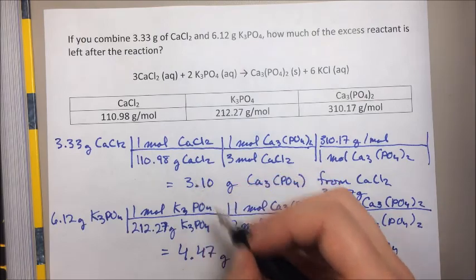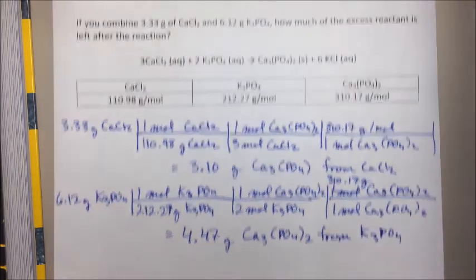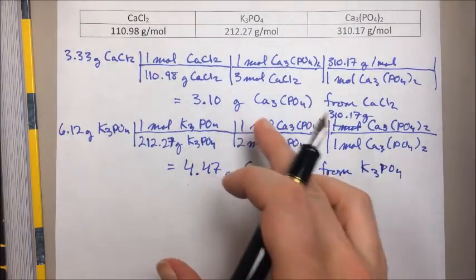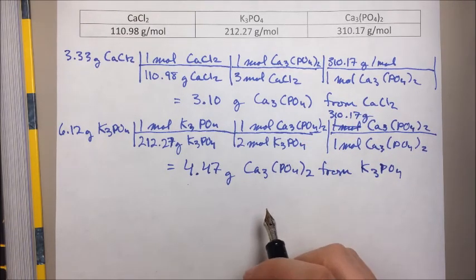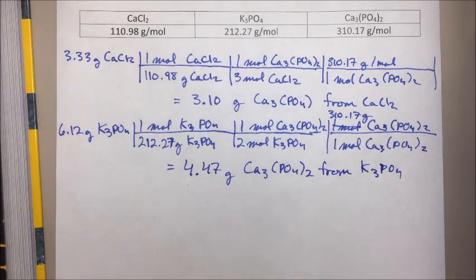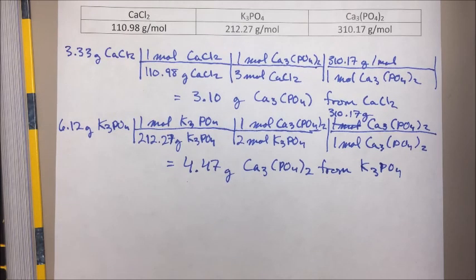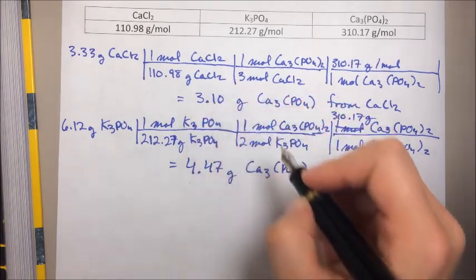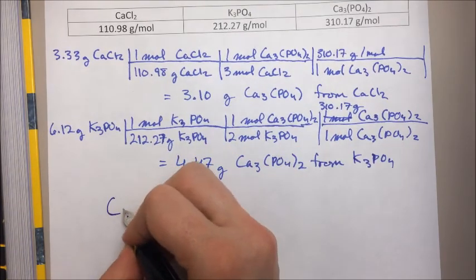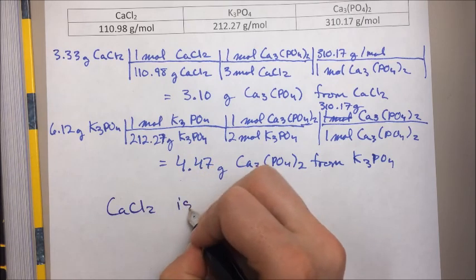Now that we have our potential theoretical yields, we compare them. Whichever one has the smaller theoretical yield is the limiting reagent, because you can only produce as much product as you have adequate reactant. You're limited by the limiting reactant. Since the calcium chloride produces the smaller theoretical yield of calcium phosphate, calcium chloride is the limiting reagent.